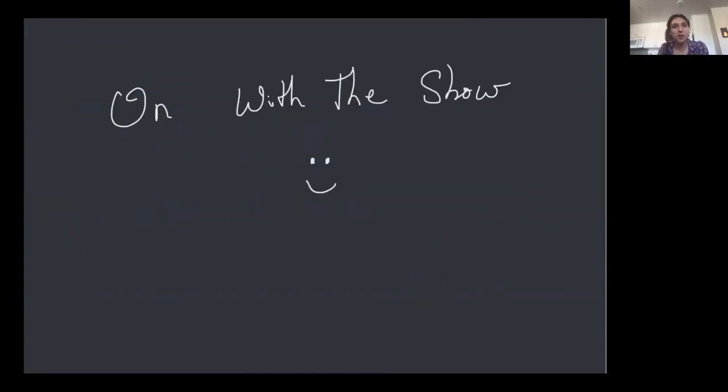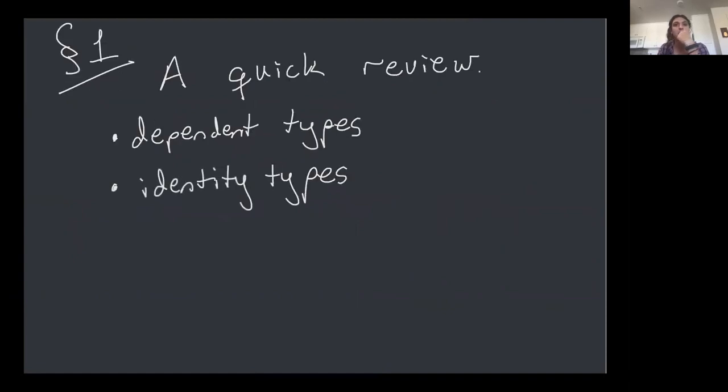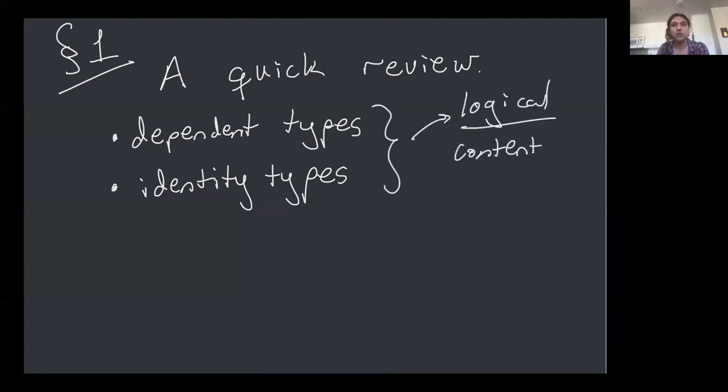So with that out of the way, let's go ahead and get started. Section one, let's just go over a quick review. I'm not sure exactly how comfortable everybody is with dependent types and identity types, and those are going to be super important for everything else we do. So I want to make sure we take a second to chat about them. The important thing with homotopy type theory and the homotopy type theoretic lens is that everything has both logical content and geometric content. There's also computational content, but I'm going to talk less about that for this talk. Everything we do is going to have both of these contents associated to it.